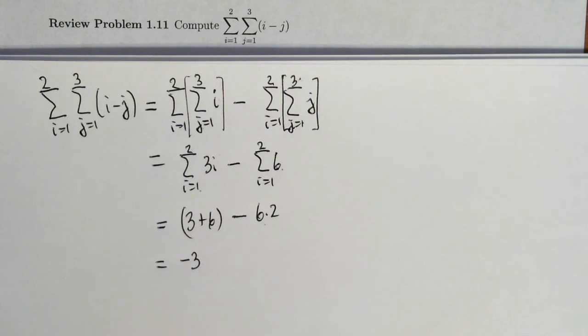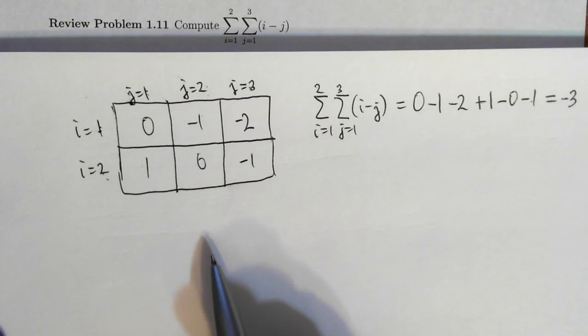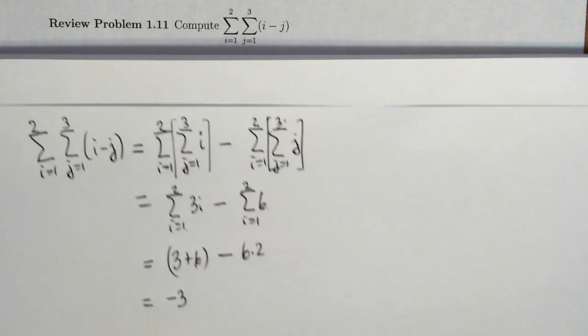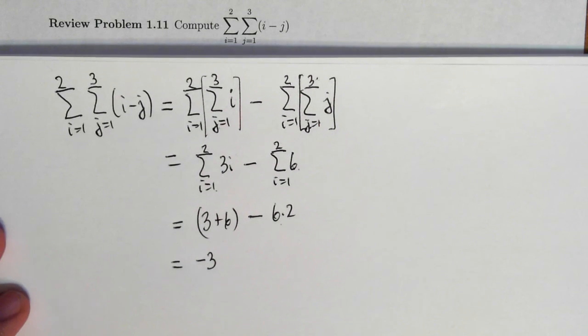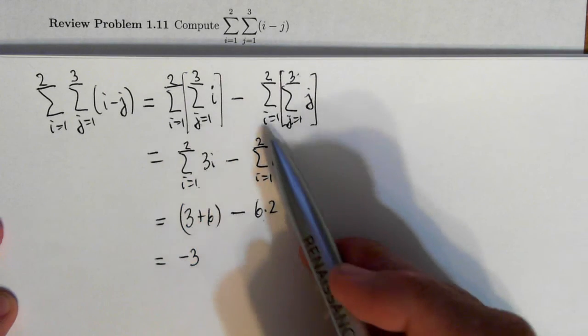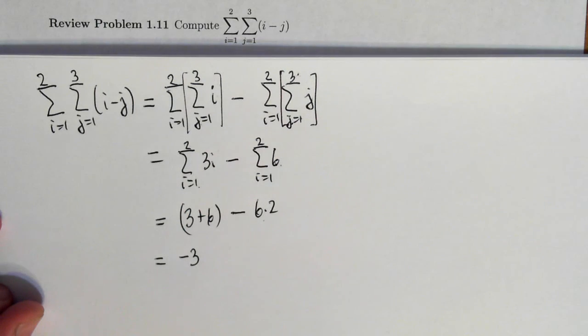Now that's a fair amount of work, and for this problem, just simply listing out the 6 possibilities is certainly the faster approach. But I did want to mention, just at least in passing, that it is possible to work with double sums in the same way that we work with single sums, so that these things can be evaluated without being forced to list out terms.